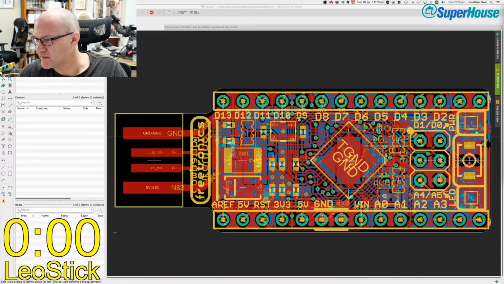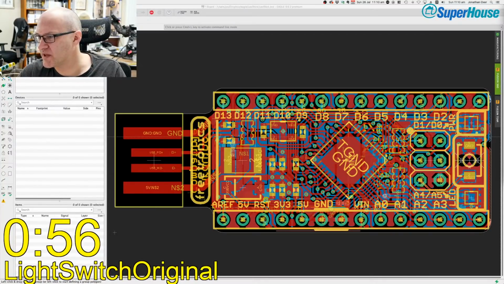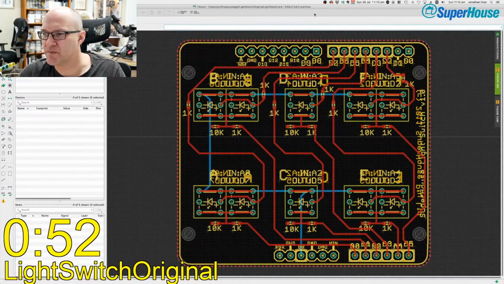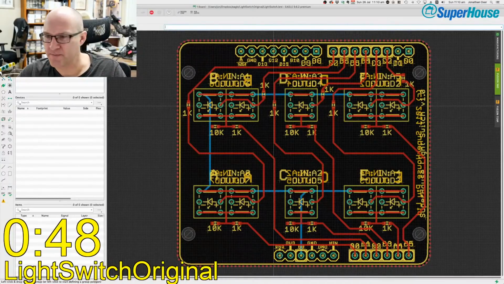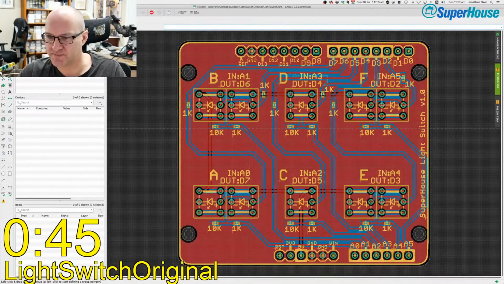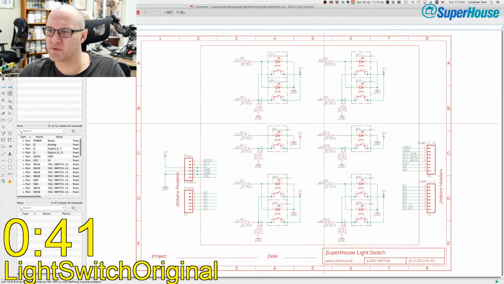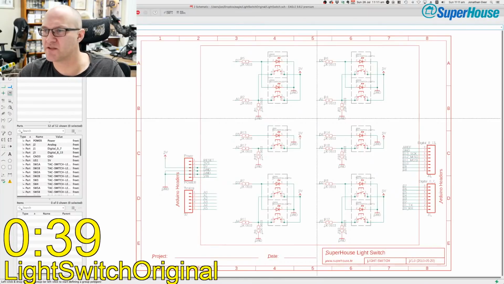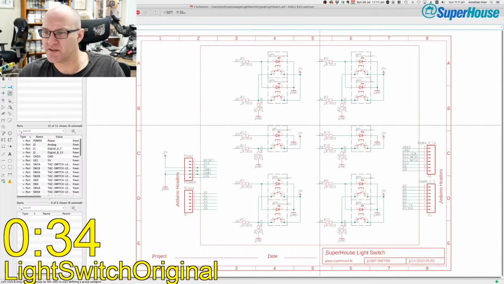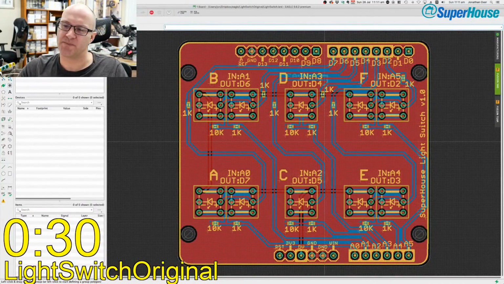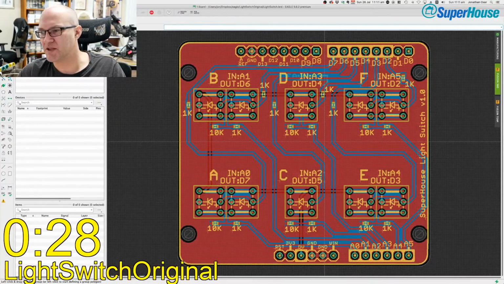Light switch original. I included this one because this shows some of where things have come from with light switches. This is the very first light switch PCB that I did after hand wiring the first couple. And this was done when? 2010. So this is what was in all of my light switches, and it was plugged into an Ethernet shield and an Arduino, and then this was mounted through a wall plate, and what it would give me is illuminated light switches.